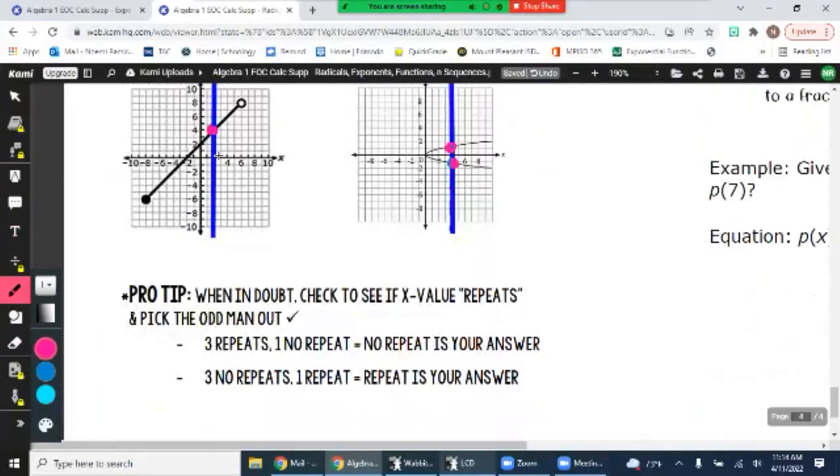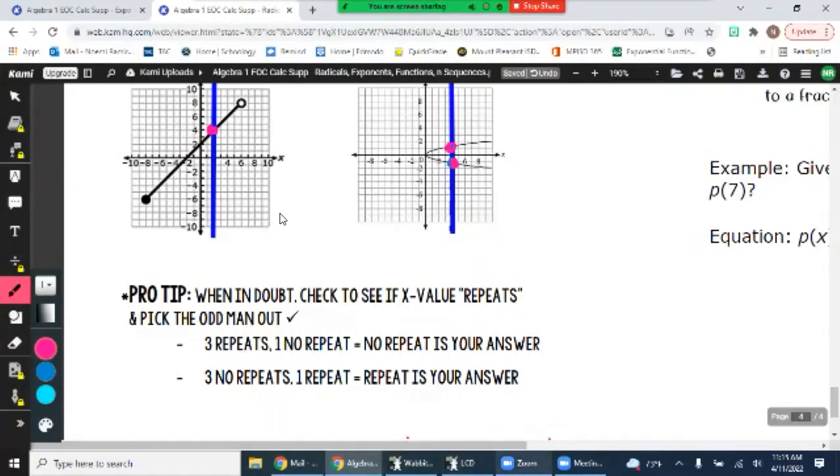So when in doubt, you want to also check to see if the X value repeats, period, and then just pick the odd man out. Say you have an example that has a graph, a table, a map, and ordered pairs. 3 of them have X values that repeat and 1 that doesn't. That one that does not repeat is your answer. If you have 3 functions where the X value does not repeat and only 1 of them repeats, that would be your answer. So always try that one as well.